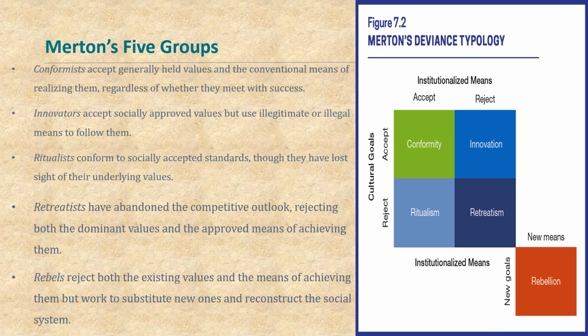Retreatists have abandoned their competitive outlook, rejecting both the dominant values and the approved means of achieving them, while rebels reject both the existing values and the means of achieving them, but work to substitute new ones and reconstruct the social system. I want you to bring your attention to Figure 2.2 that summarizes Merton's deviance typology.